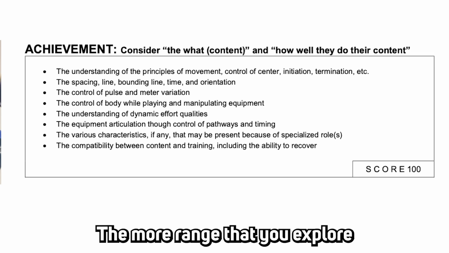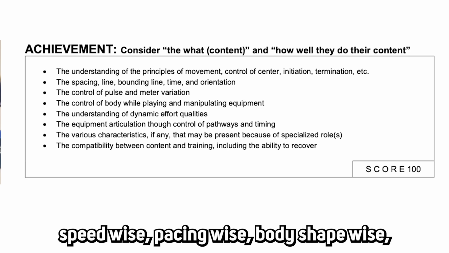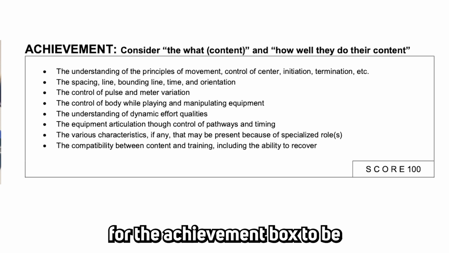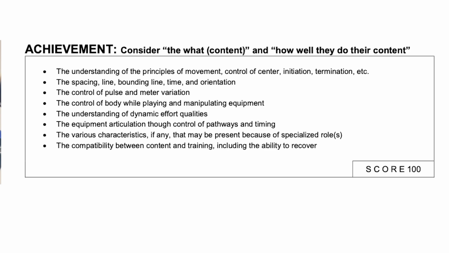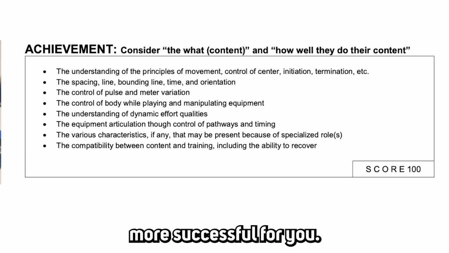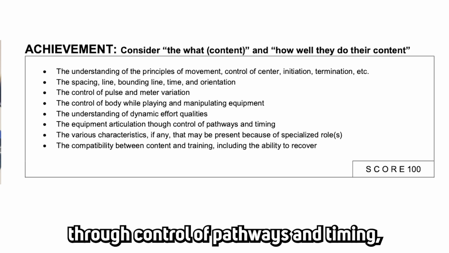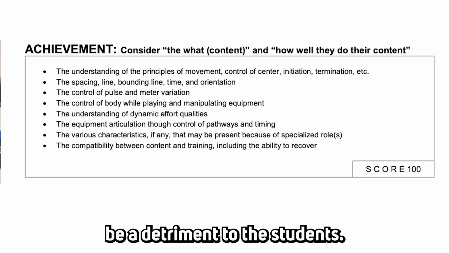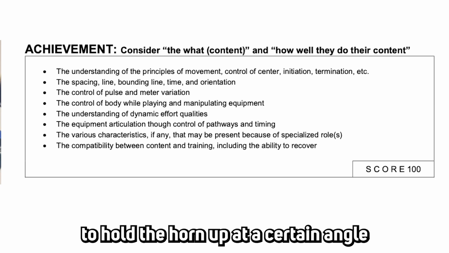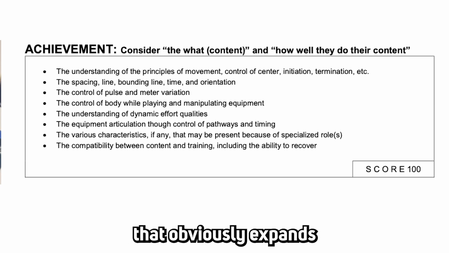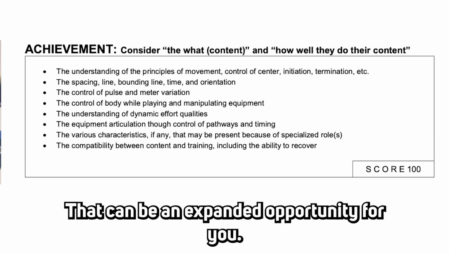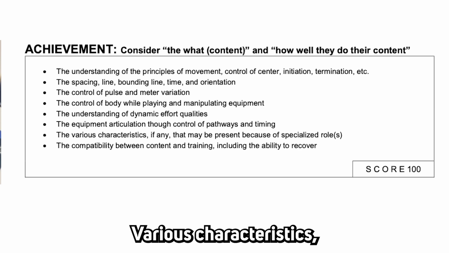Understanding of dynamic effort qualities, the more range that you explore texture-wise, speed-wise, pacing-wise, body shape-wise, and so on, the expansion of those dynamic efforts is definitely an opportunity for the achievement box to be more successful for you. The equipment articulation through control of pathways and timing, maintaining the integrity of your equipment, not letting the equipment necessarily be a detriment to the students. We start at the very beginning when they're freshmen, just get them to hold the horn up at a certain angle. That obviously expands to utilizing the equipment within gestural or choreographic responsibilities as well. That can be an expanded opportunity for you there.